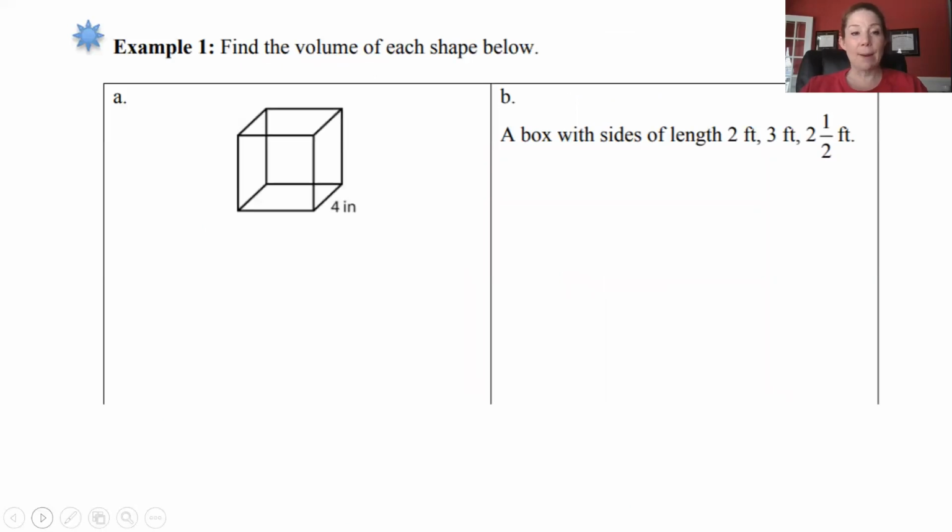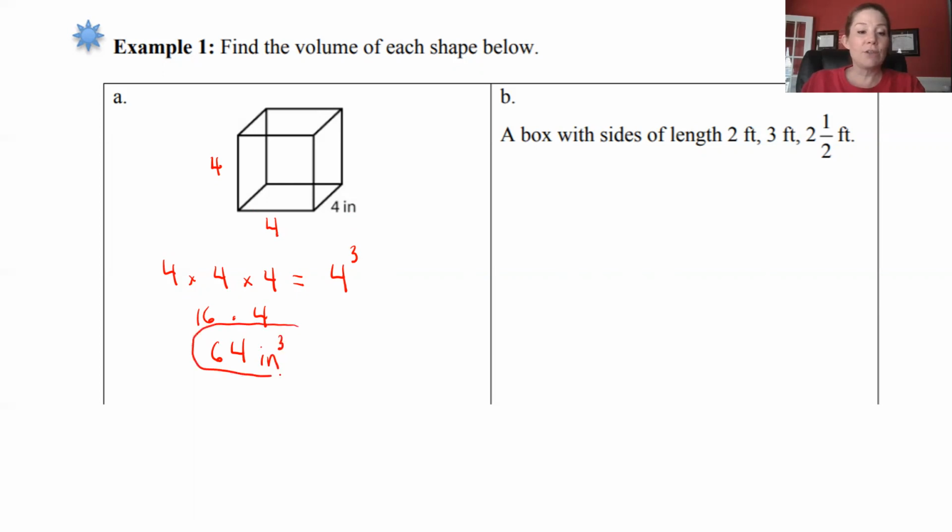So here we have a cube, which means the length, width, and height are all 4 inches. So if we multiply length, width, and height together, for a cube, the numbers are the same. So it's the same thing as saying 4 cubed. So 4 times 4 is 16, and 16 times 4 is 64, and inches times inches times inches is inches cubed. So this cube could hold 64 cubic inches of whatever, juice, water, sand, and so forth.